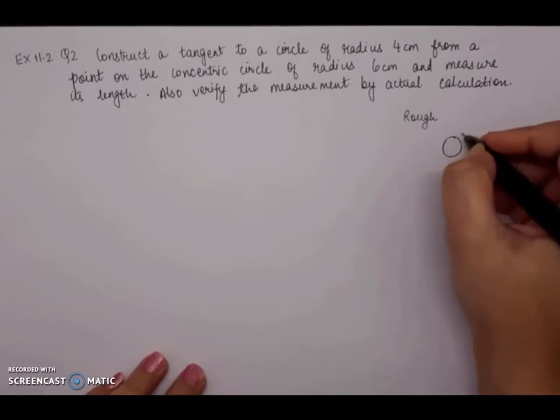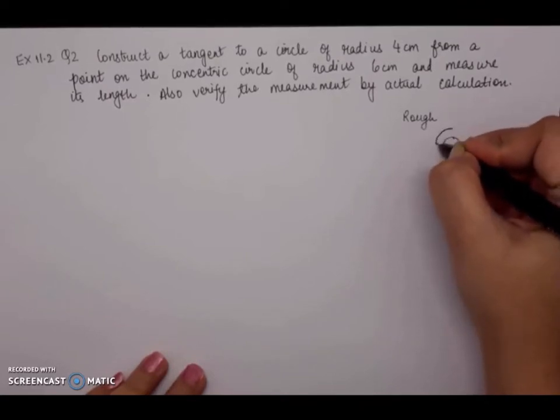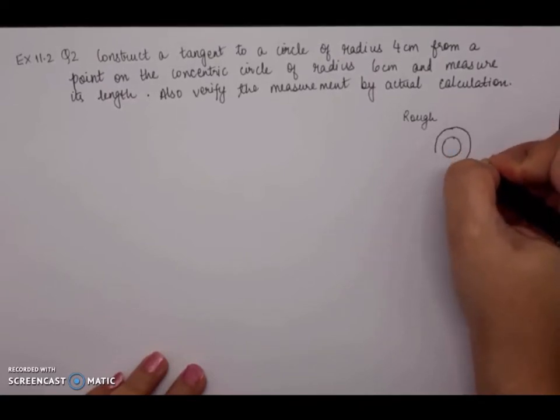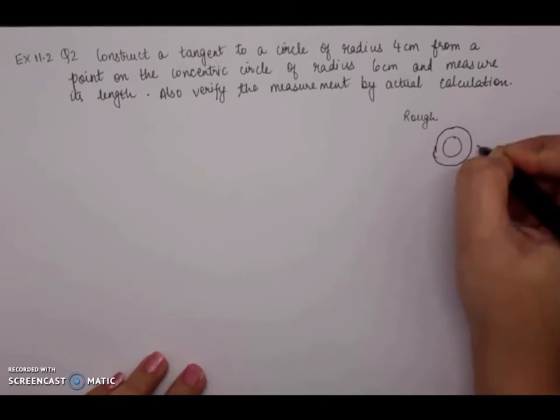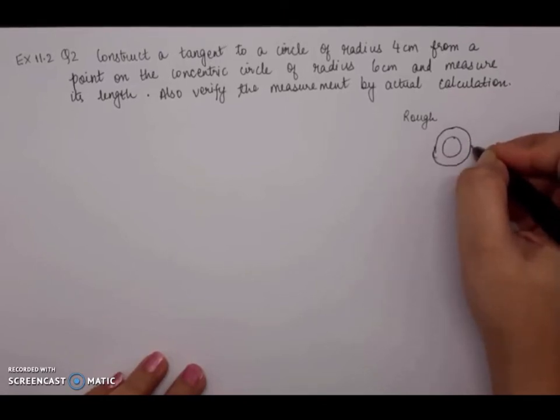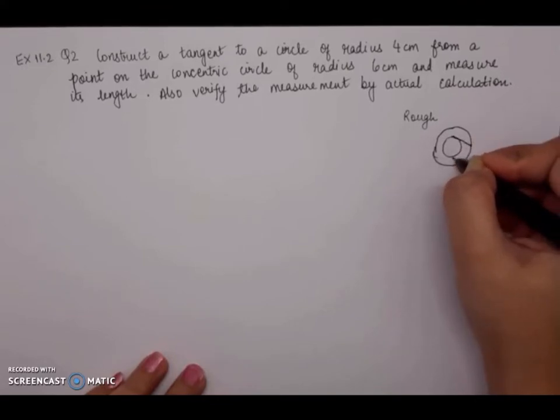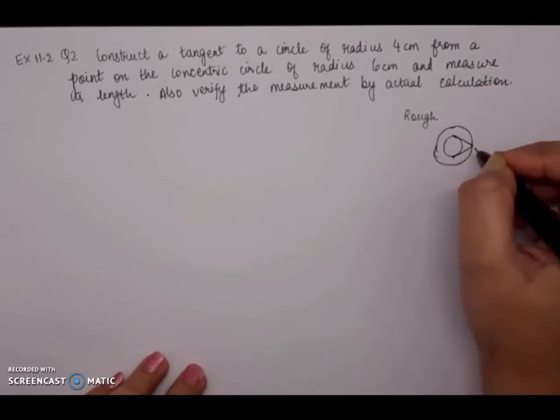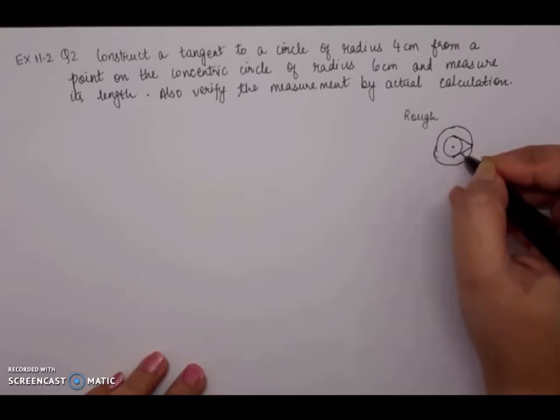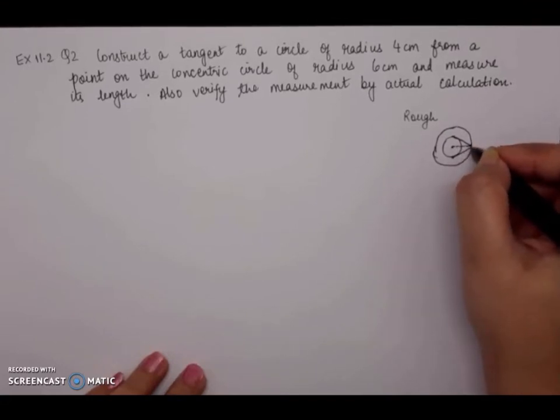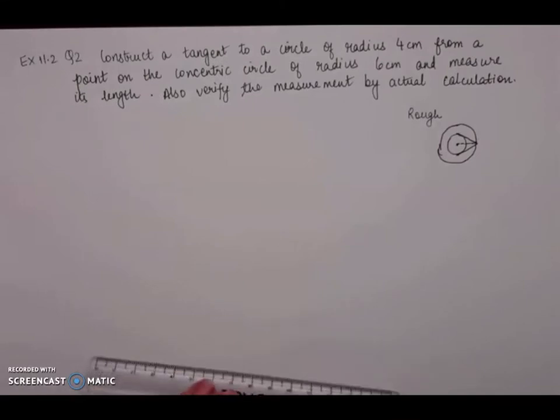We will first draw a circle of radius 4 cm and then another circle with the same center of radius 6 cm. Then we will take any point on the outer circle, that is the bigger circle, and from that point to the inner circle we will draw a pair of tangents.